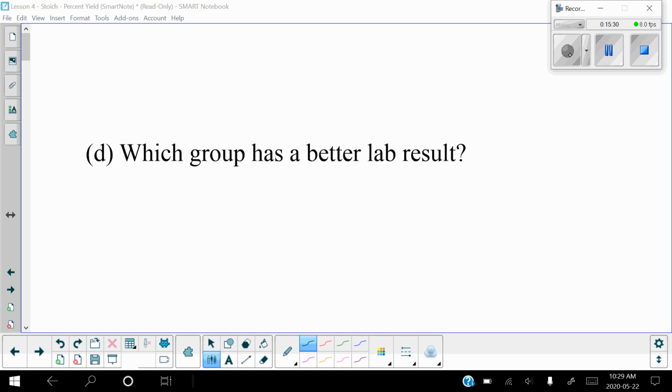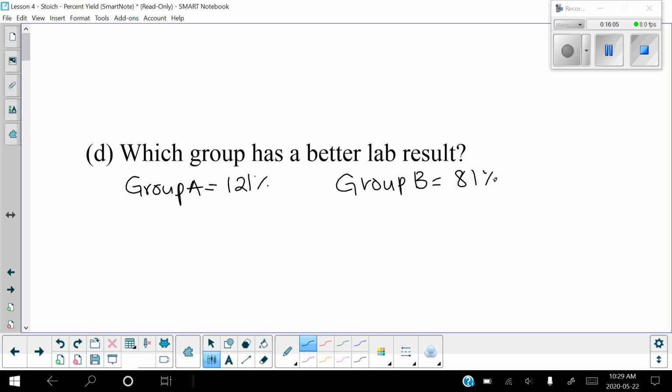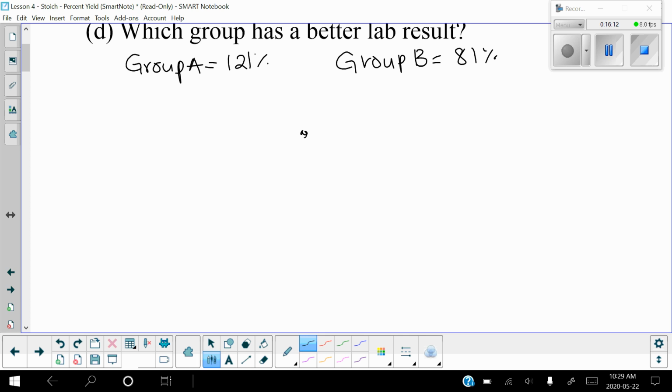Okay, and the last part asks me, which group has better results? So I'm just going to set up a little bit of the information here. We had group A have a percent yield of 121%, and group B had a percent yield of 81%. I'm just going to round it to the whole number just for the sake of comparing. Okay, so the goal is to get to 100%. The goal is to be the closest group to 100%.